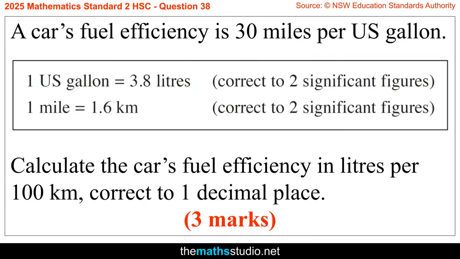Question 38. A car's fuel efficiency is 30 miles per US gallon. 1 US gallon equals 3.8 litres, correct to two significant figures, and 1 mile equals 1.6 kilometres, correct to two significant figures. Calculate the car's fuel efficiency in litres per 100 kilometres, correct to one decimal place.